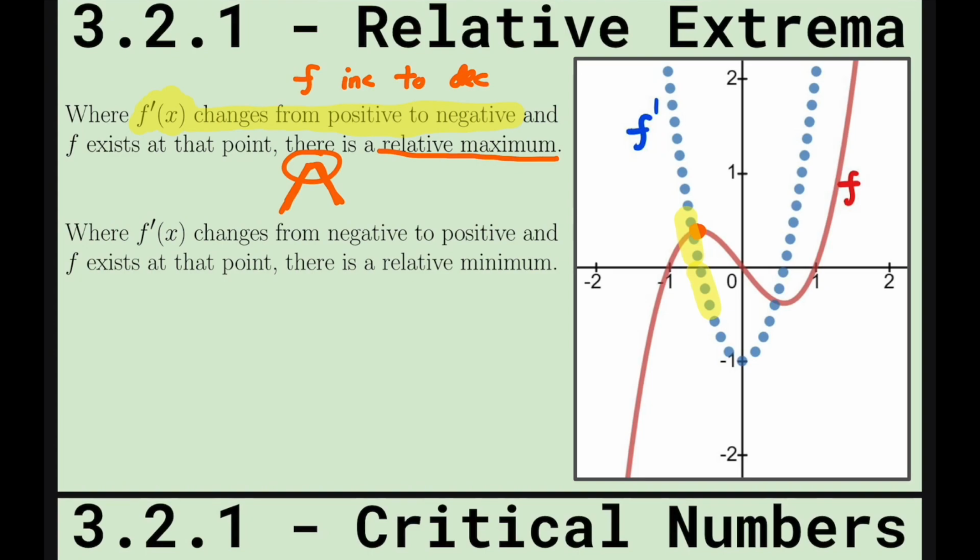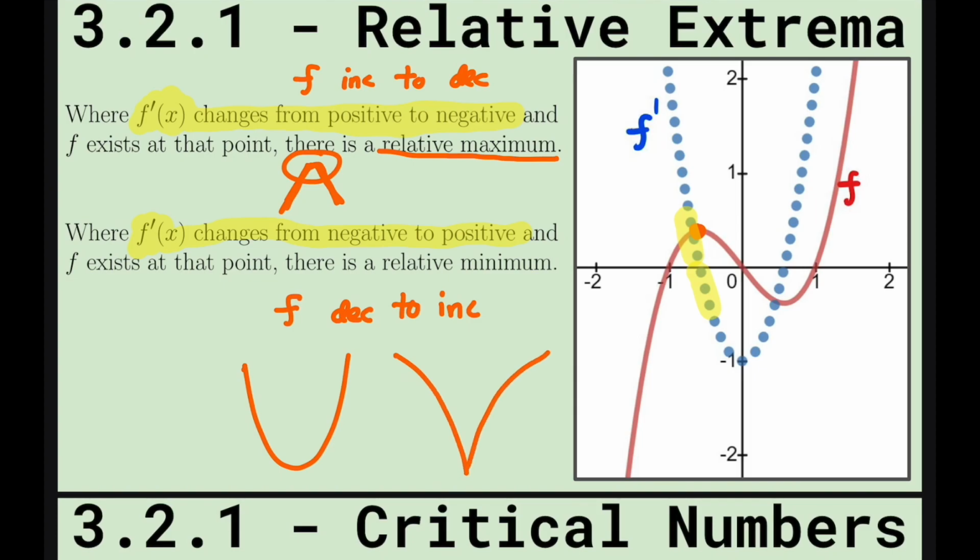The exact opposite is true if the derivative changes from negative to positive. Right here, the derivative changes from negative to positive, which means f is going from decreasing to increasing. So f is decreasing, then increasing. It can even be a sharp turn, decreasing to increasing. You'll notice it still forms that relative min. When in doubt, you can always graph it out.